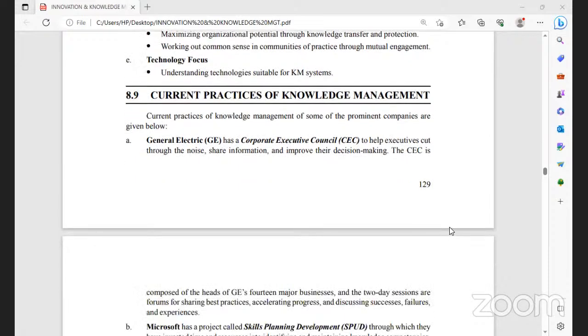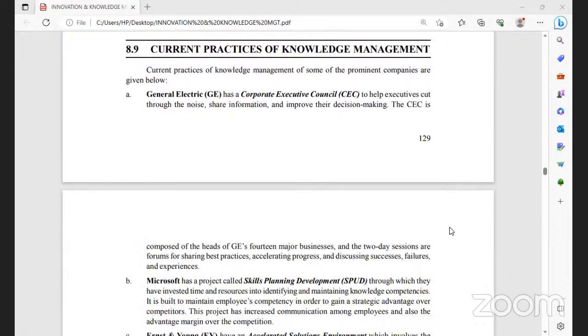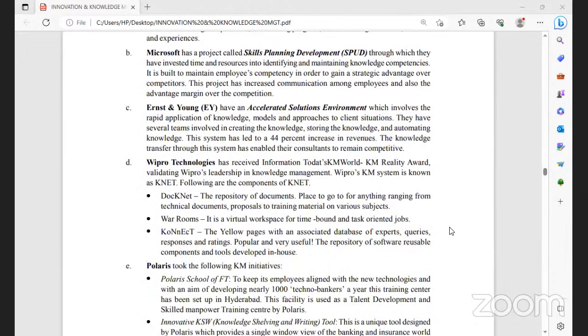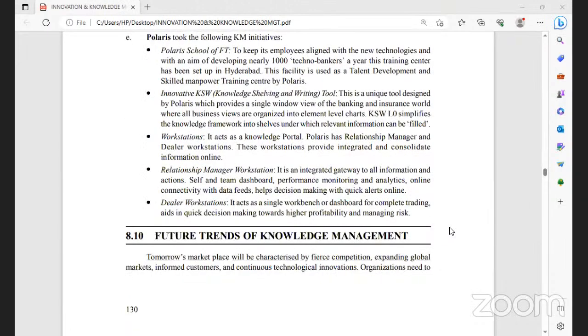Current practices of knowledge management. General Electric has a corporate excellence council. Microsoft Corporation, Ernst & Young, Wipro Technologies, Polaris. Not only these companies: if you take Hyderabad itself, 20 years back we could count the software companies. Now, in Hyderabad itself, more than 2,000 software companies are there, which have a global presence.